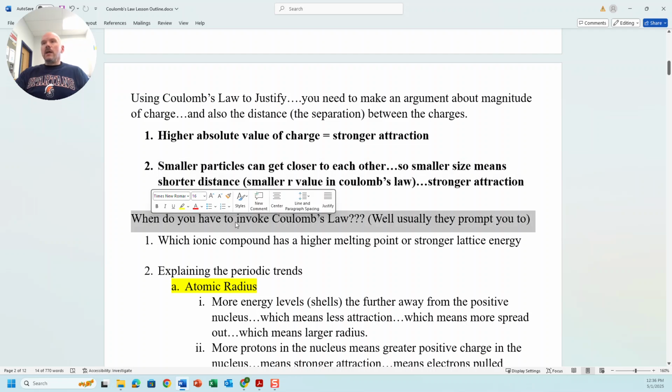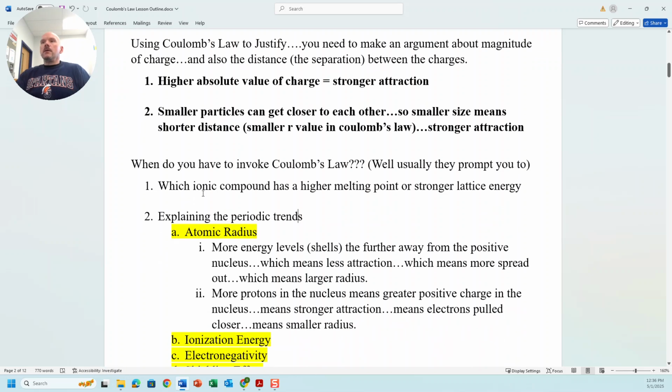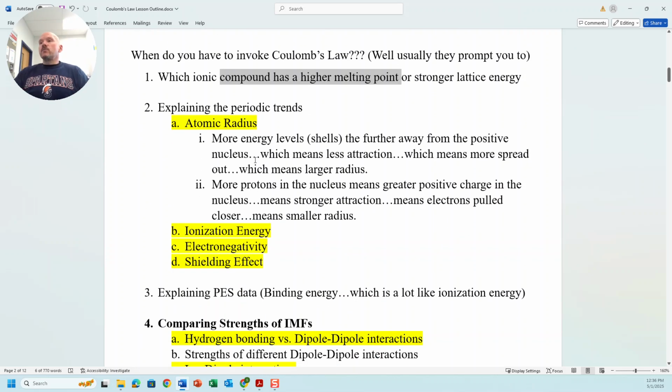So when should we be thinking about Coulomb's law? Anytime we're talking about the strengths of lattice structures for ionic compounds, or their melting points, or maybe their boiling points. Ionic compounds tend to have very high melting points, and therefore they would have extremely high boiling points. But it's really just comparing ionic bond strength, right?